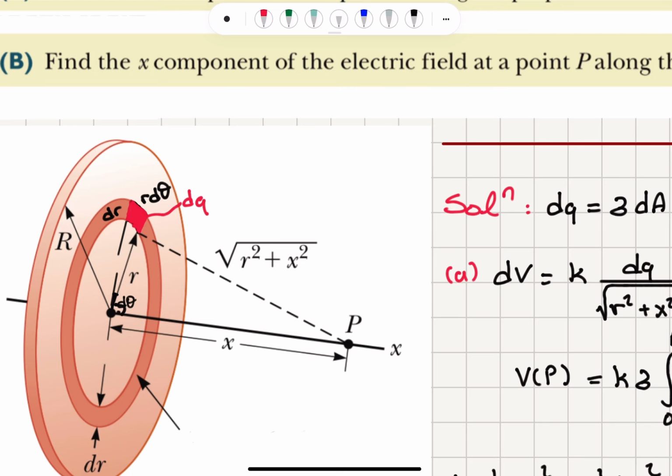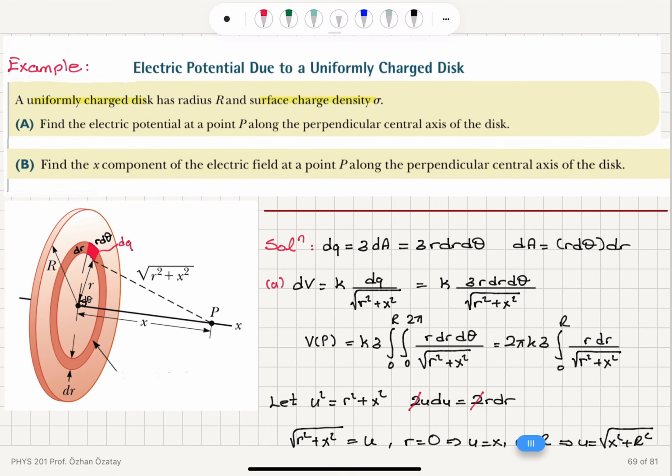This is a right triangle. We have the radial distance r from the center, and x from the center to point P. So for dq we substitute σ r dr dθ, then we integrate over all r values from 0 to R, so we cover all of these rings. If we perform the theta integration first, this becomes 2π kσ, so 2π r dr, which is the area of this ring. So 2π r dr integrated over r from 0 to capital R gives us the full disk contribution.